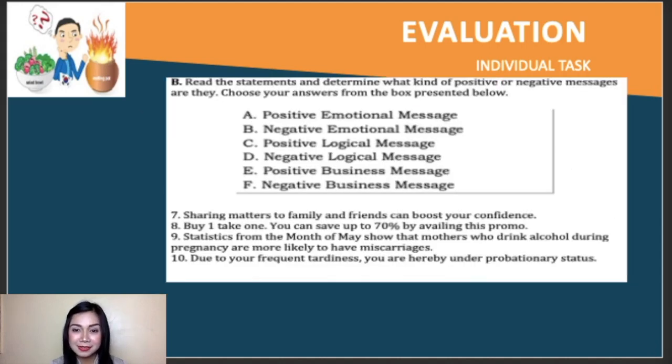Let's have test B. Sharing matters to family and friends can boost your confidence. It's positive emotional message. Correct. Number 8, buy one, take one. It's positive business message. Number 9, statistics from the month of May. It's logical. But what kind of logical? Positive or negative? Negative, because of the miscarriages. Negative logical message. And number 10 is negative what? Negative business message.